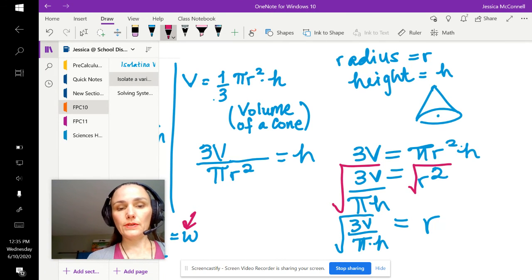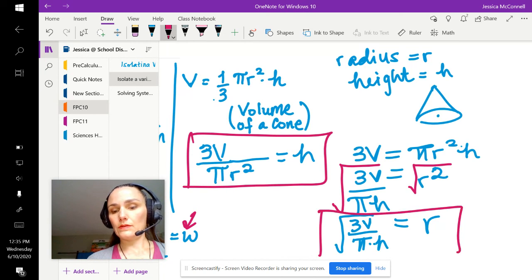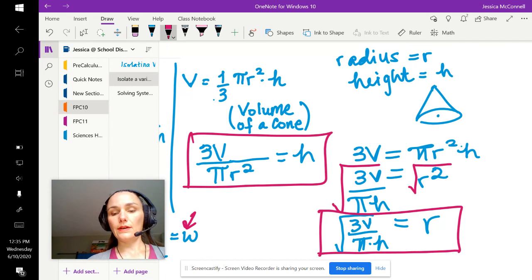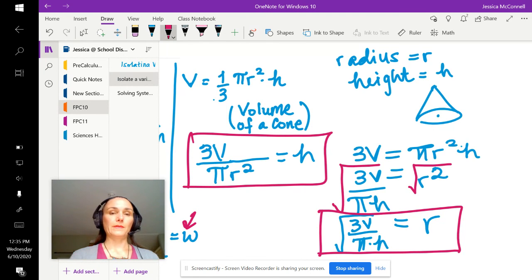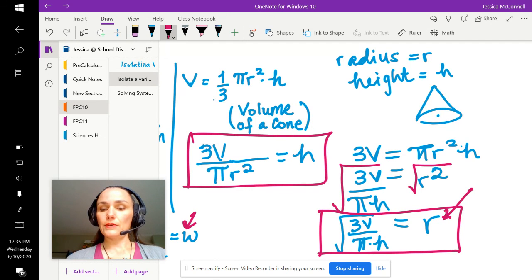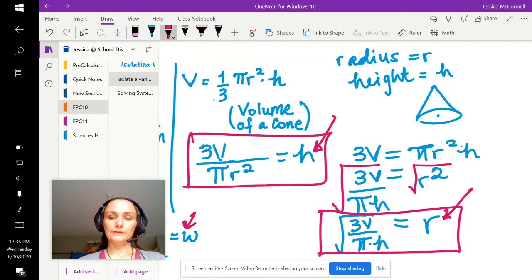So we've got two different equations that come from the original formula for volume of a cone. One of them is isolated for r, and the other one has the height isolated. And that's what algebraic manipulation is.